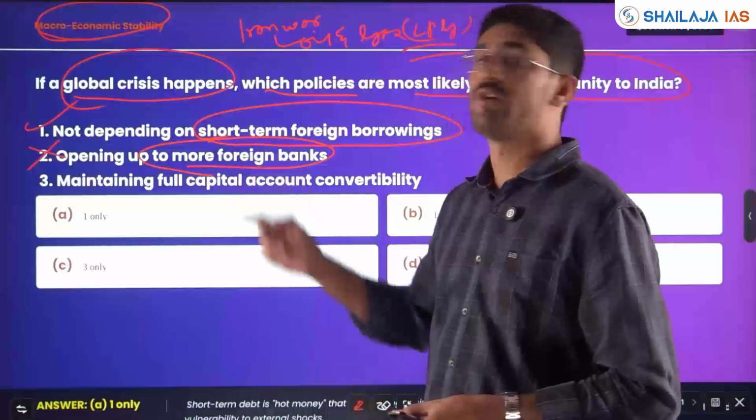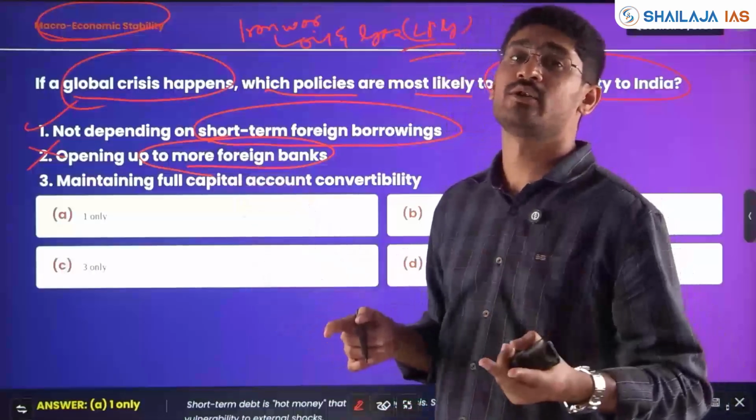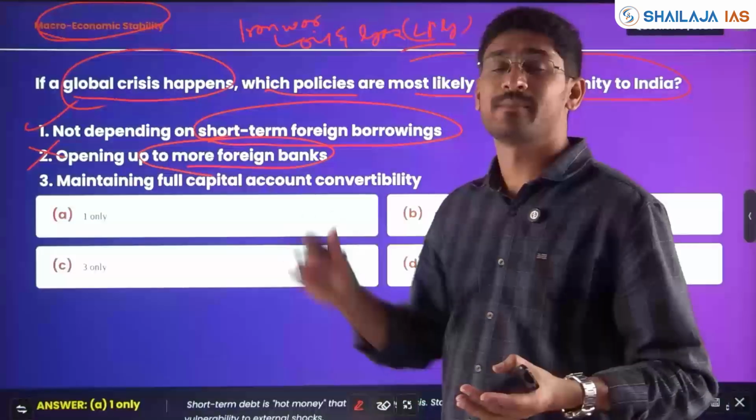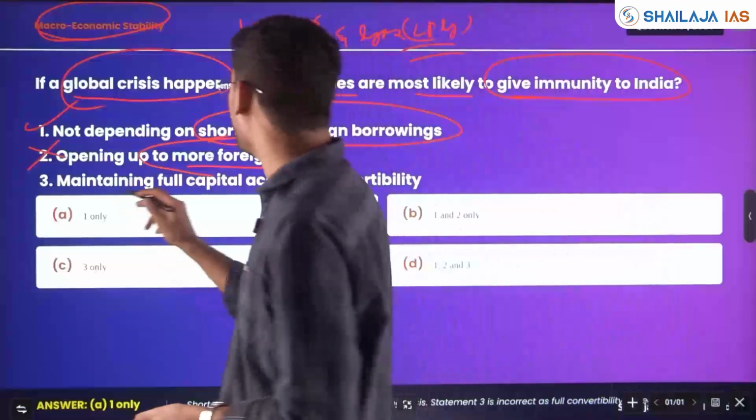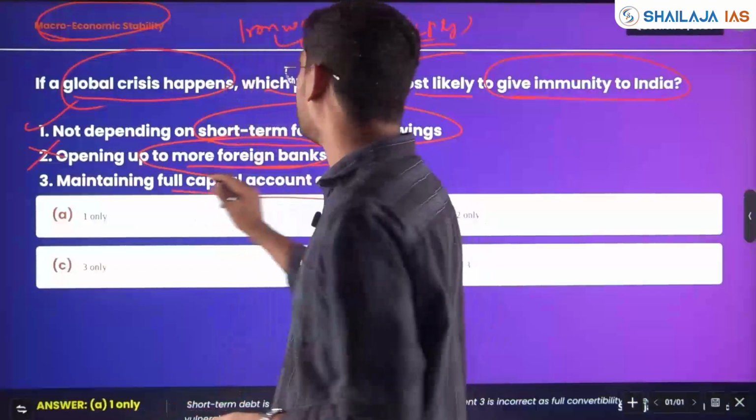Opening up to more foreign banks will bring exposure to foreign capital, which might take flight whenever there is a risk of a global crisis. Maintaining full capital account convertibility.